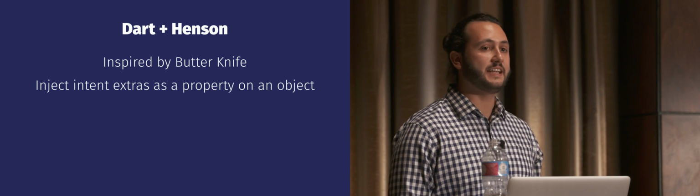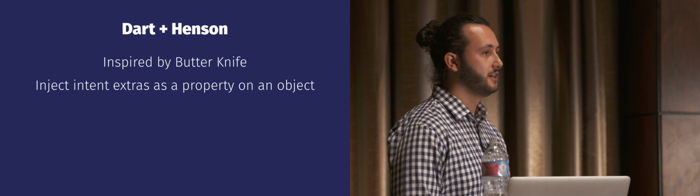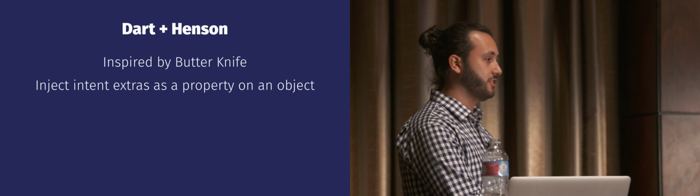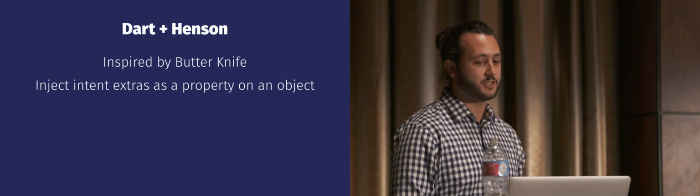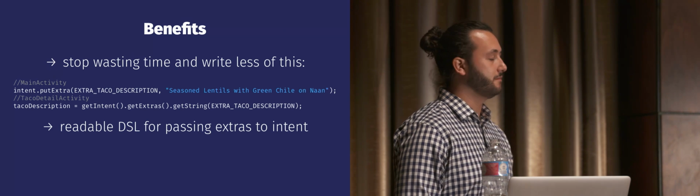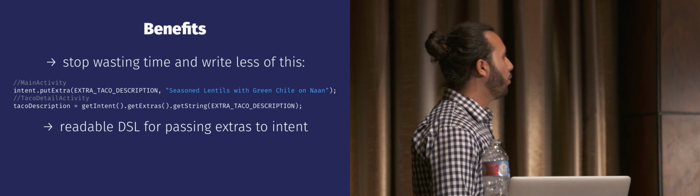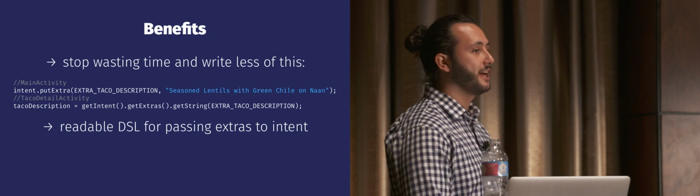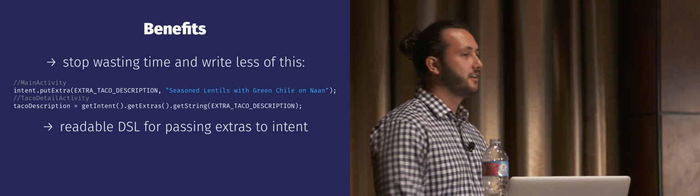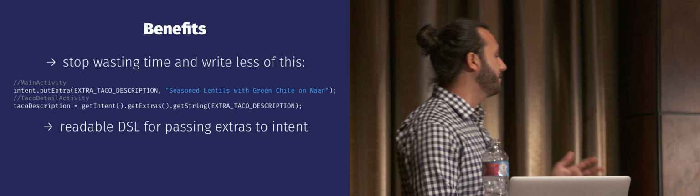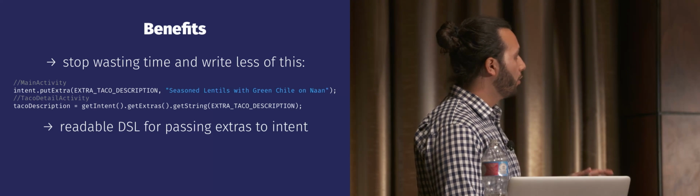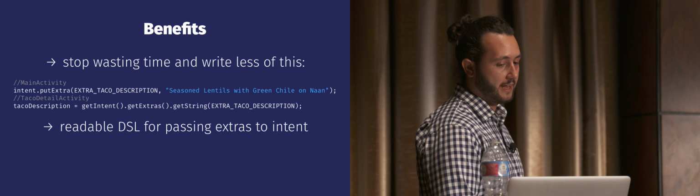Dart is a way to inject intent extras as a property onto an object. So when you're starting a new activity and you want to pass along these extras on the intent, you can retrieve them easily with Dart. Just like findViewById, I am sure that we've wasted a lot of time writing stuff like intent putExtra key value, getIntExtra, getString, pass in the key. We've always had to go back and find what the key is, set it as a method somewhere, a variable somewhere, a constant. So Dart and Henson kind of remove all that headache.